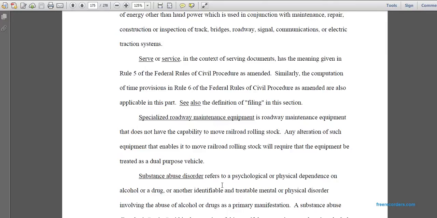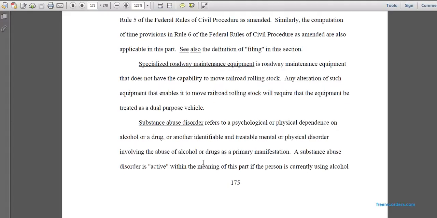Specialized roadway maintenance equipment is roadway maintenance equipment that does not have the capability to move railroad rolling stock. An alteration of such equipment to enable it to move railroad rolling stock will require the equipment to be treated as a dual-purpose vehicle.